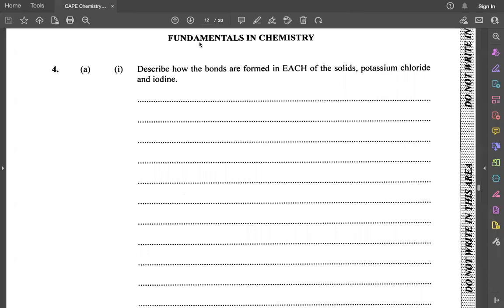So potassium chloride, let's write that down from a formula standpoint. That's KCl, right? And right now we can see that it's an ionic compound.